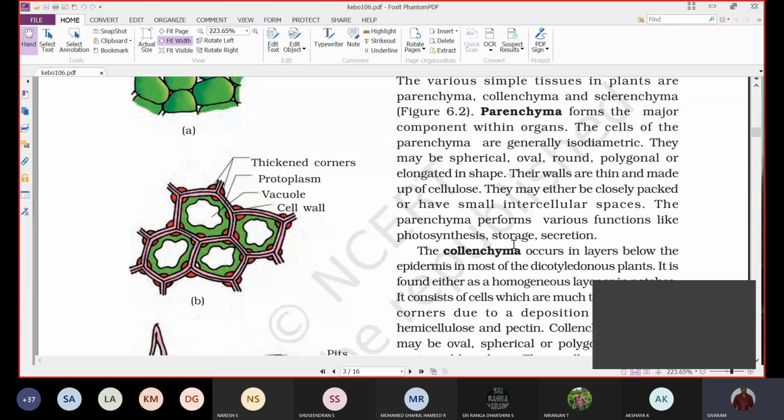Some parenchyma stores food material, some will store water. In case of xerophytic plants, that means the plants which grow in deserts where water scarcity is there, to reduce the water loss by transpiration, they store water inside the parenchyma. That is storage parenchyma. In xerophytic plants the stems or leaves will be very thick because of the storage.